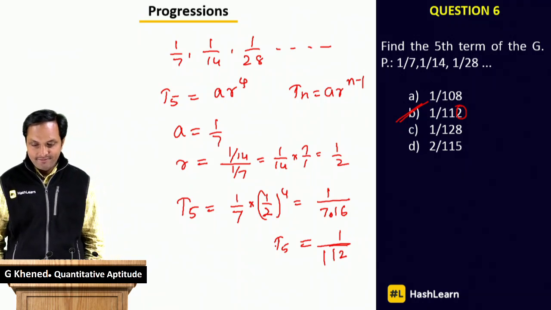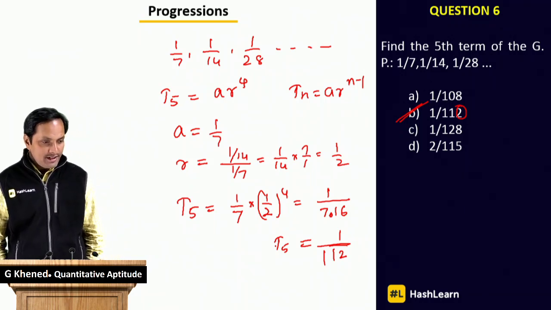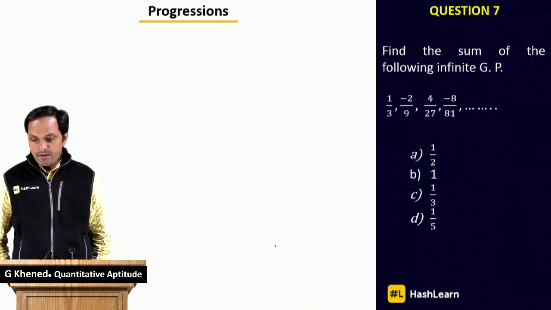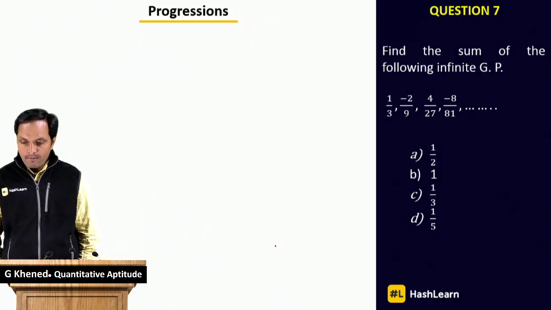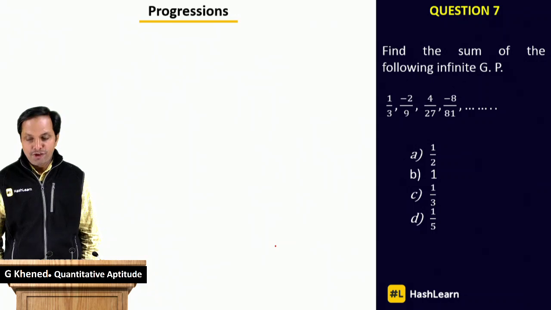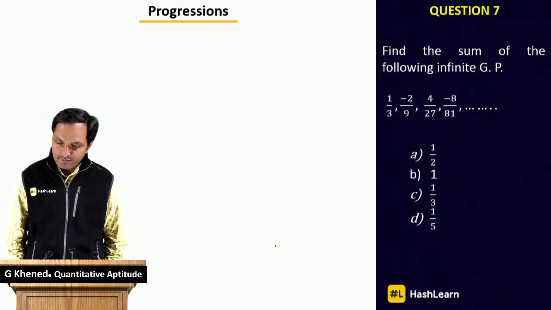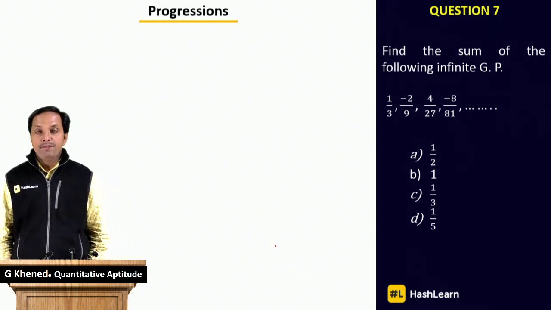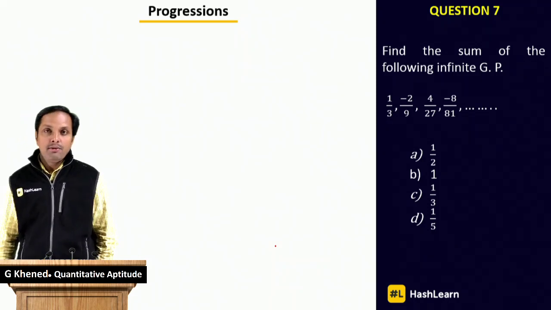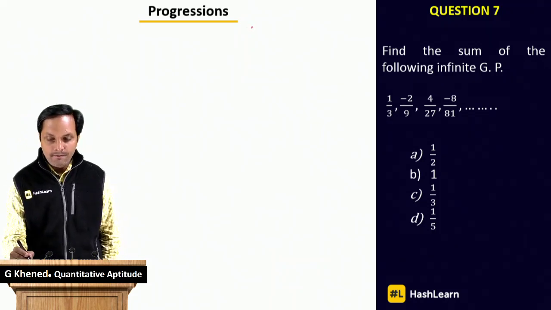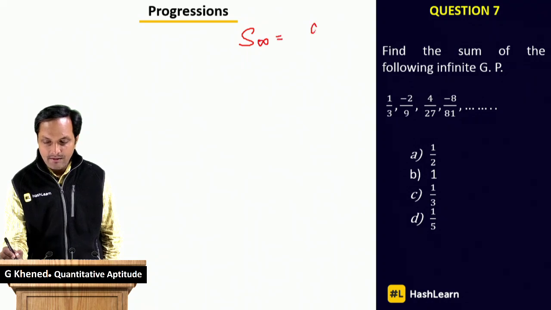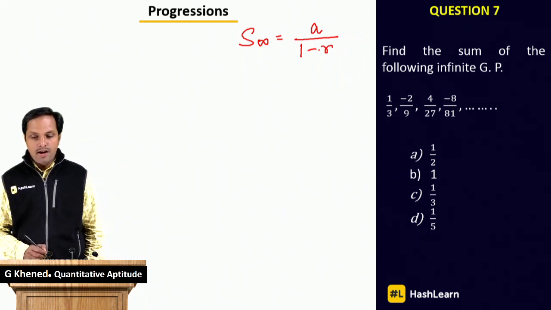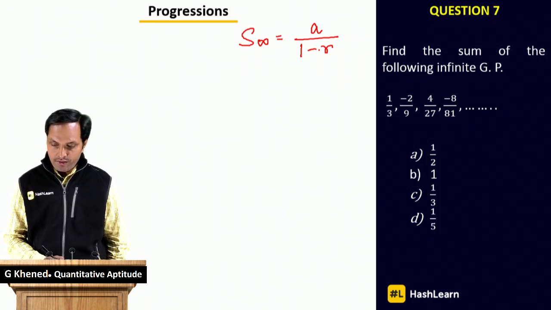Okay. Let us go to the next one. Here is question 7, based on the concept of geometric progression. Find the sum of the following infinite GP. For infinite terms, as I have just told you, the sum is given by the formula a divided by 1 minus r, where a is the first term and r is the common ratio.